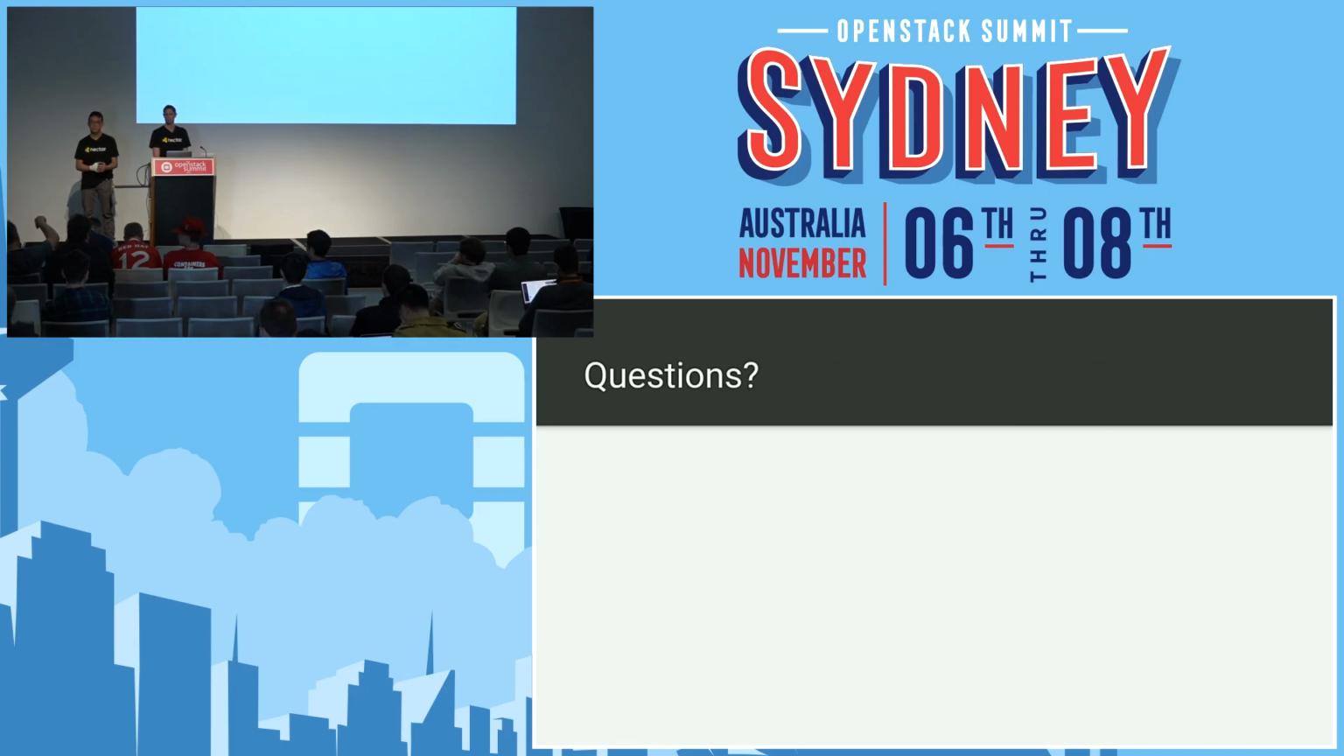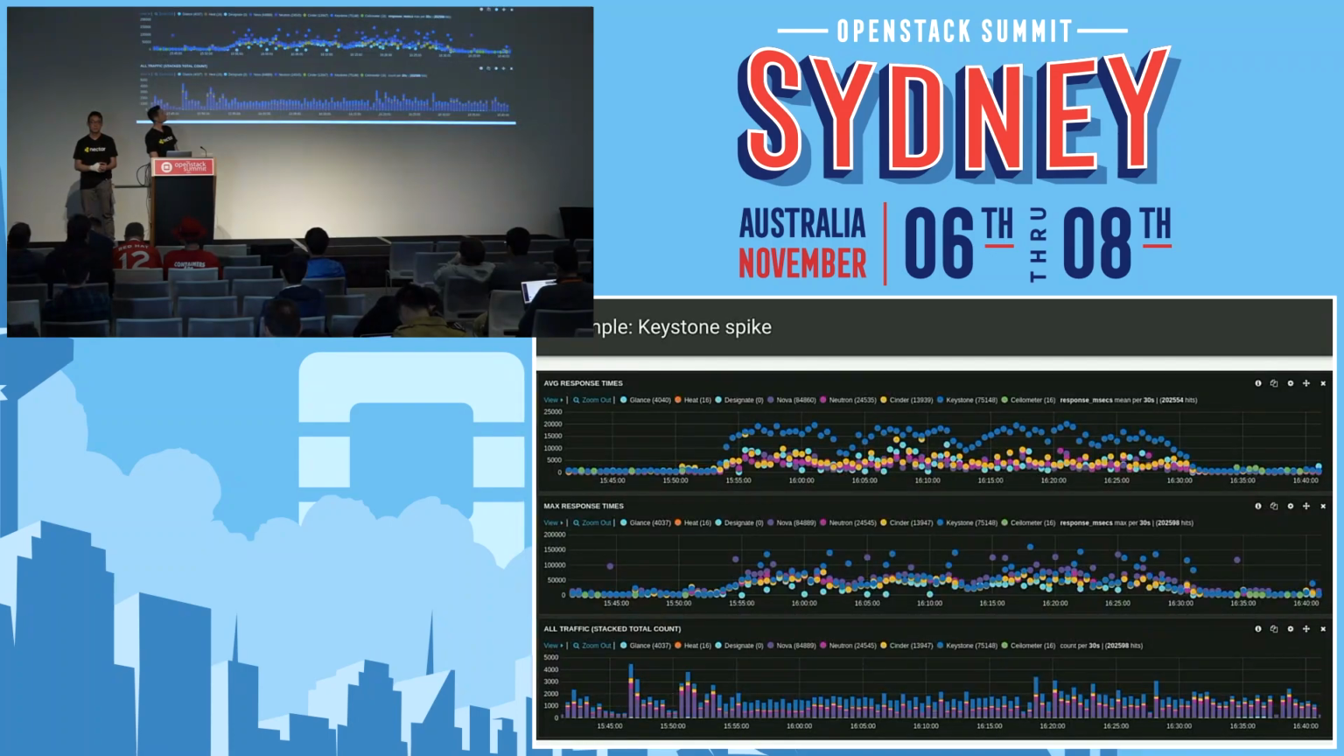Go back to that Keystone being thrashed. Have you looked at anything like rate limiting per host or per user? Yeah, we have actually. It's on our never-ending Trello board list of things to do.